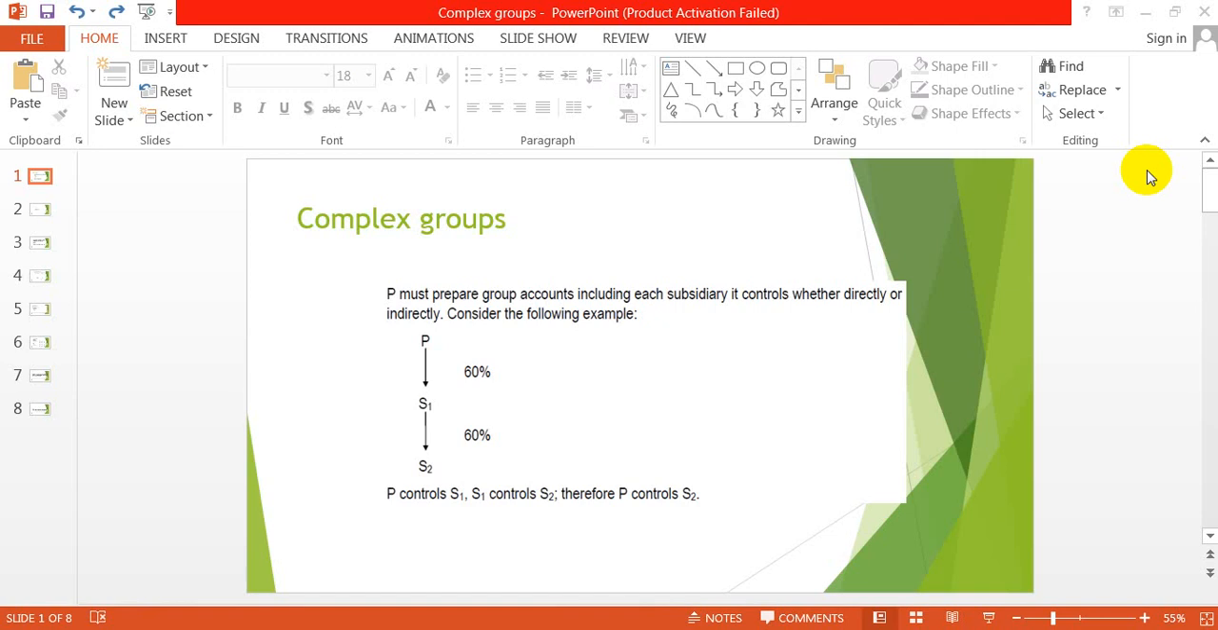Let's start with an acquisition where a parent acquires a subsidiary, and that subsidiary also acquires another subsidiary. The parent will have to consolidate both subsidiaries as long as it controls the immediate subsidiary it has acquired.